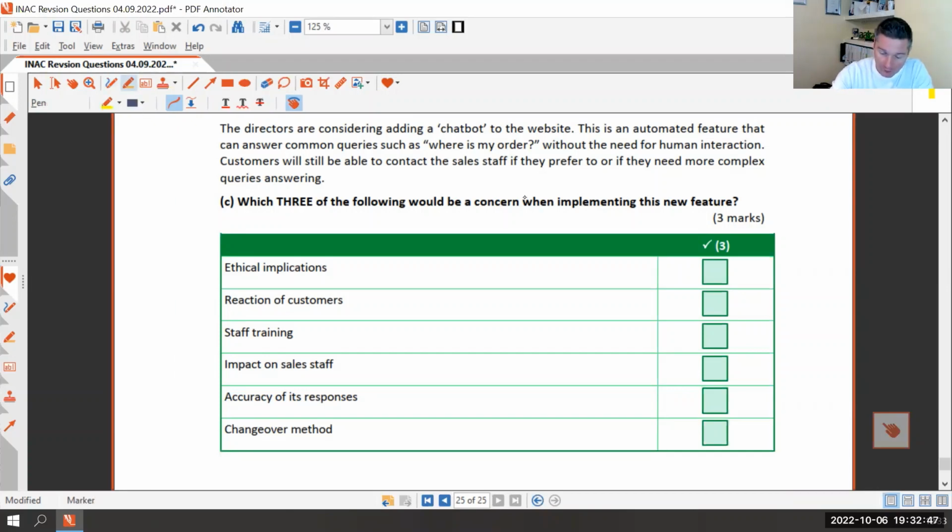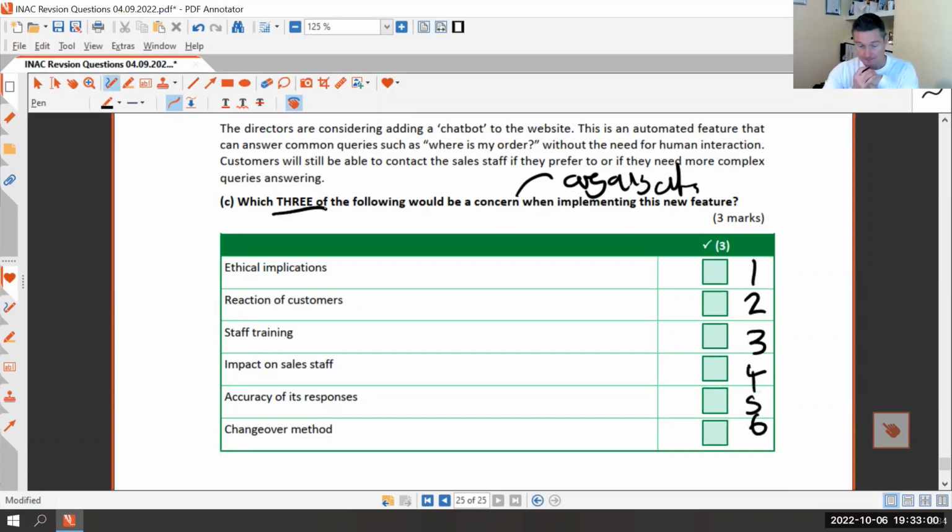Now, I remember it would be a concern of the organization. So we've got one, two, three, four, five, six. We've got three marks and we've been told there are three. Yeah, reaction of customers. Like I say, I hate those things. Definitely give that. Anything else? Accuracy of responses. Yes, the Amazon one is really annoying. We want one more. Four. Yes, I would go with four because hopefully, if it's any good, it will work, unless people will need to speak to the sales staff, so they potentially could lose their jobs.